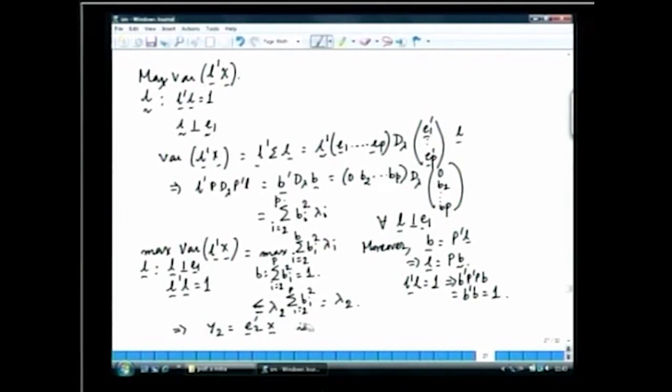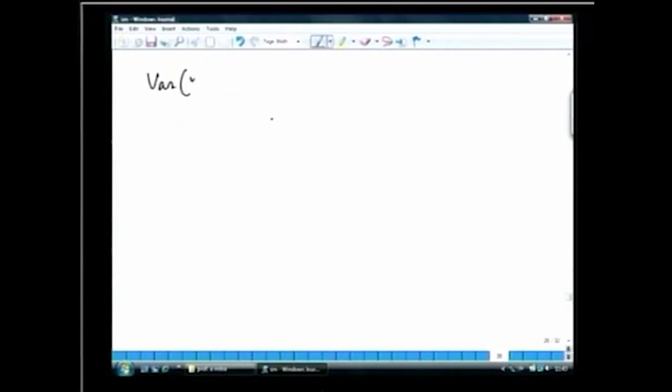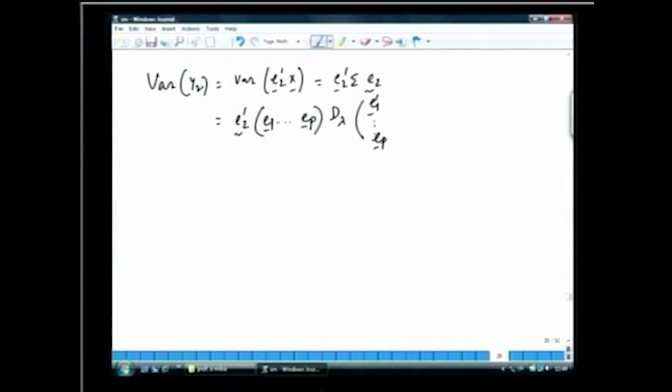Before that, let us check the variance of e 2 prime x, just the way we did in the case of the first principal component, and then we can comment on that. Now, next, the variance of y 2, which is the variance of e 2 prime x, is nothing but e 2 transpose sigma e 2. We are using the same form, P D lambda P prime, the spectral decomposition. So, we have e 1 to e p, then D lambda, then e 1 transpose to e p transpose, then e 2.